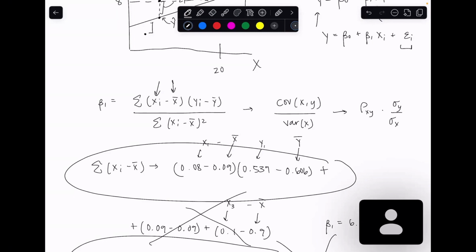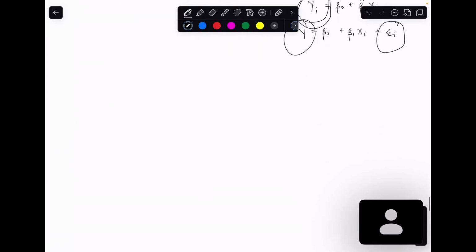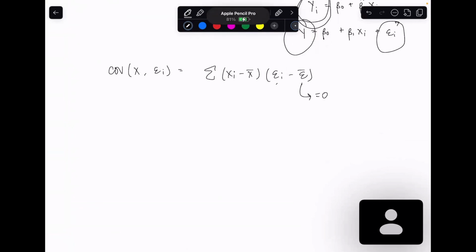Or you can also show that the covariance is equal to 0. The covariance of x and our error term is just going to equal the summation of xi minus x bar times ei minus e bar, like that. And we can plug in this as well, and we know that this is equal to 0. We want to find the covariance of that. So that's how you would do that.